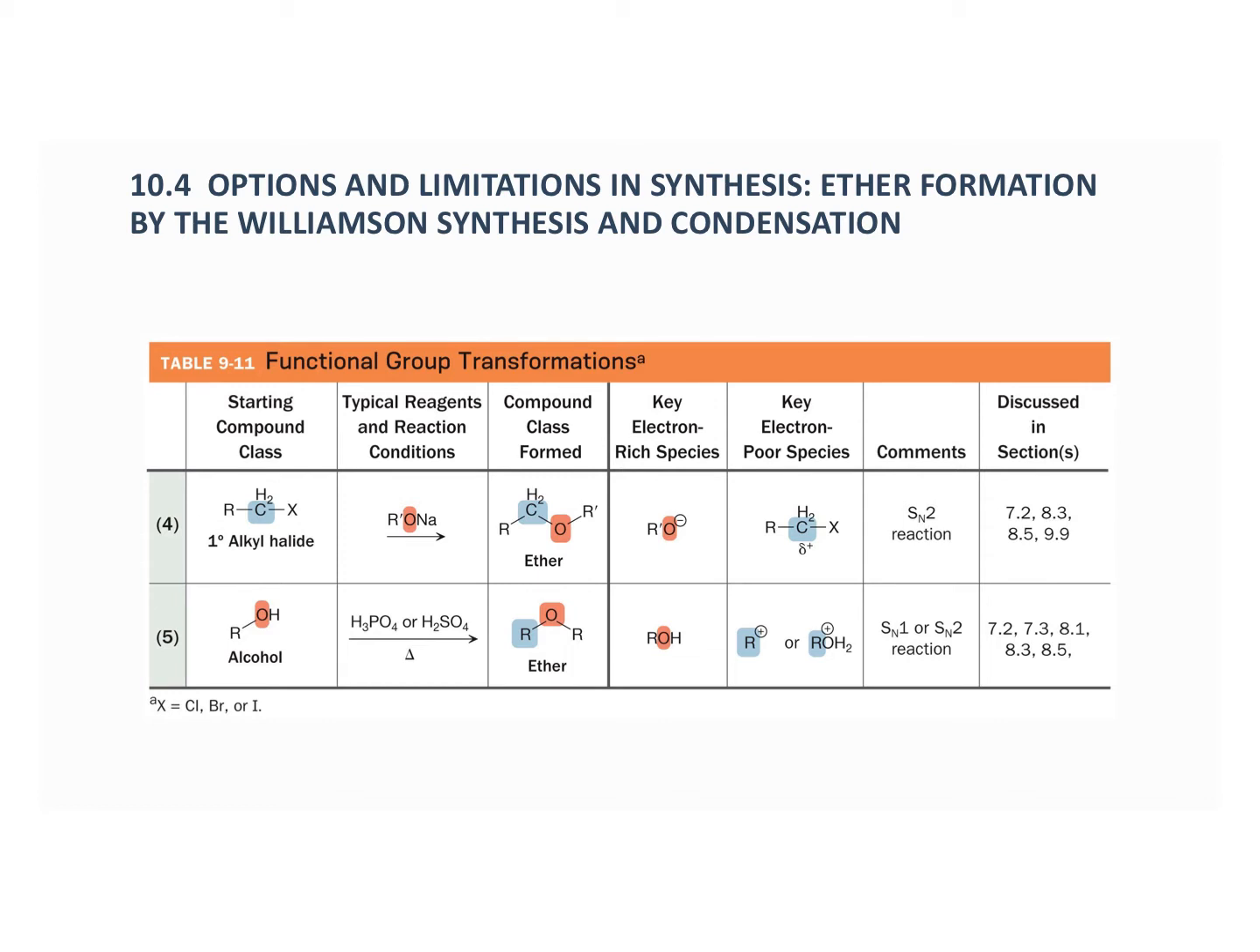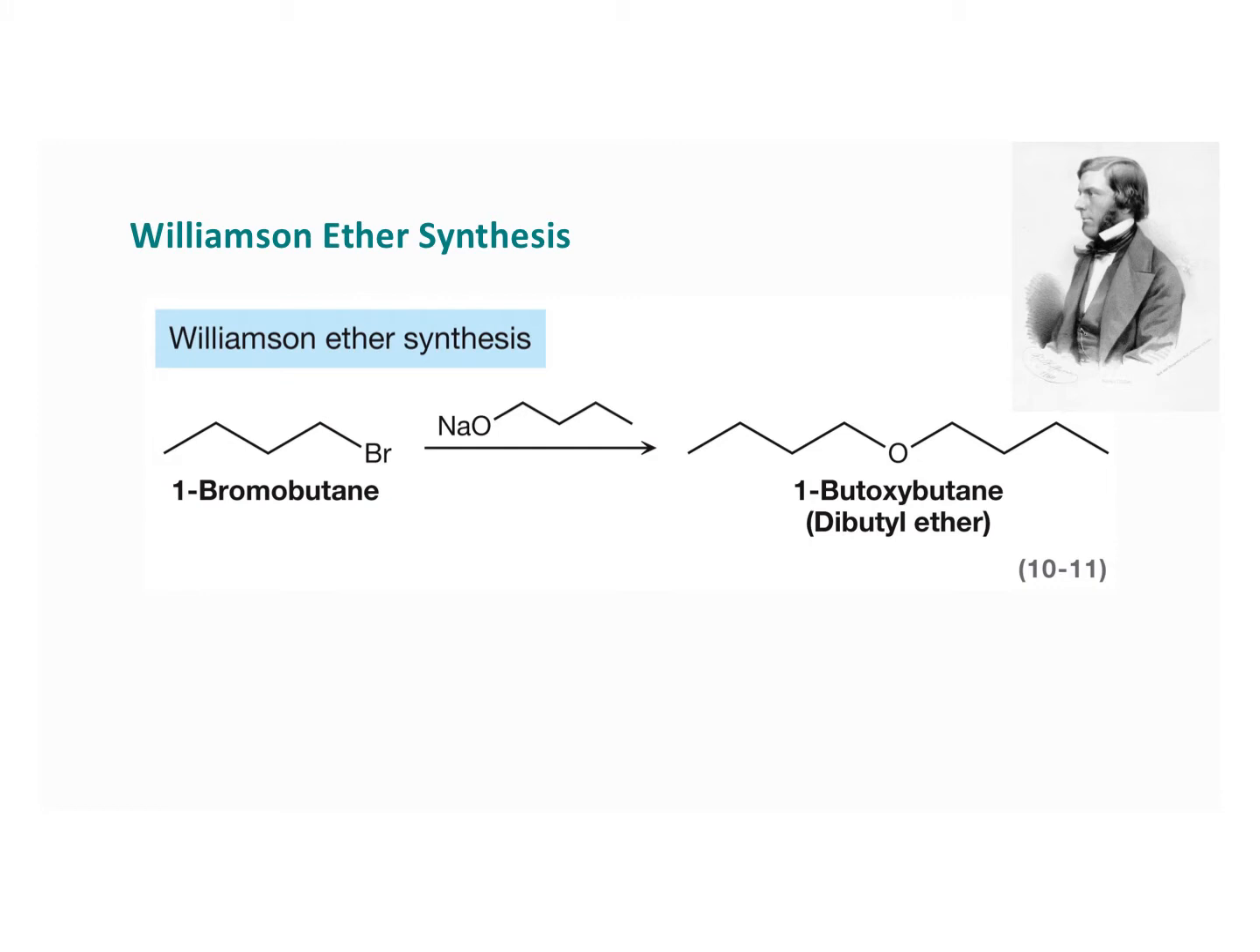For some ethers, we could devise a practical synthesis using either of these reactions. For example, this equation here shows 1-butoxybutane can be produced using that first reaction in the previous slide by treating 1-bromobutane with sodium 1-butoxide, right? So we're using what we call a deprotonated alcohol for this. Now, this type of reaction has a really specific name. It's called the Williamson ether synthesis.